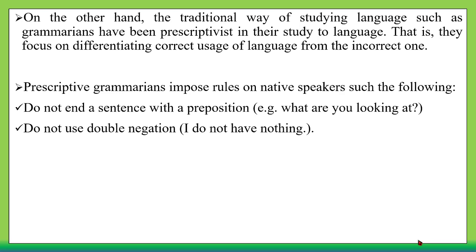Okay? But according to linguistics, "I don't have nothing," even though we have double negation here, we have "not" and "nothing," it's okay. It's language, it's perfect. People use it like this, and it communicates meaning, and they understand each other, so there is no problem with the language. As long as it communicates meaning, there is nothing we can correct about it, okay?